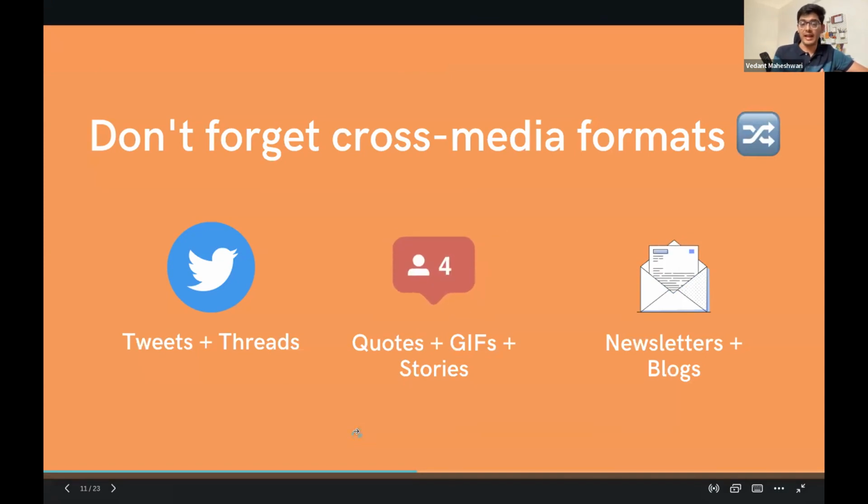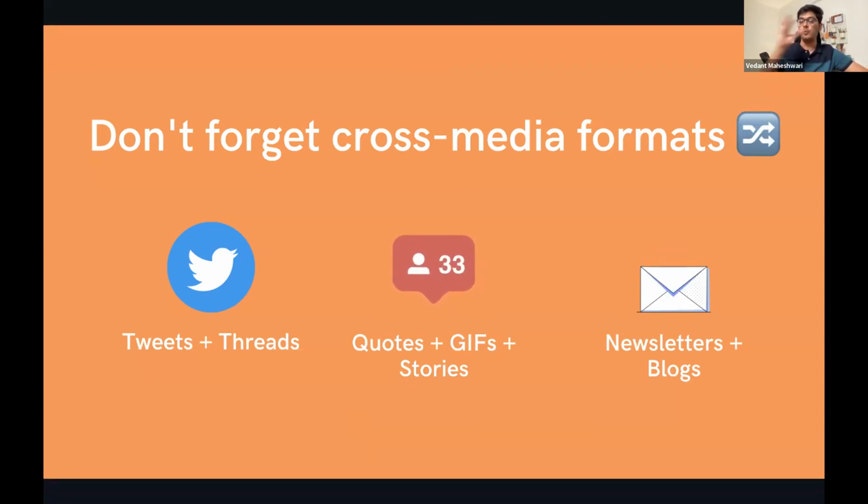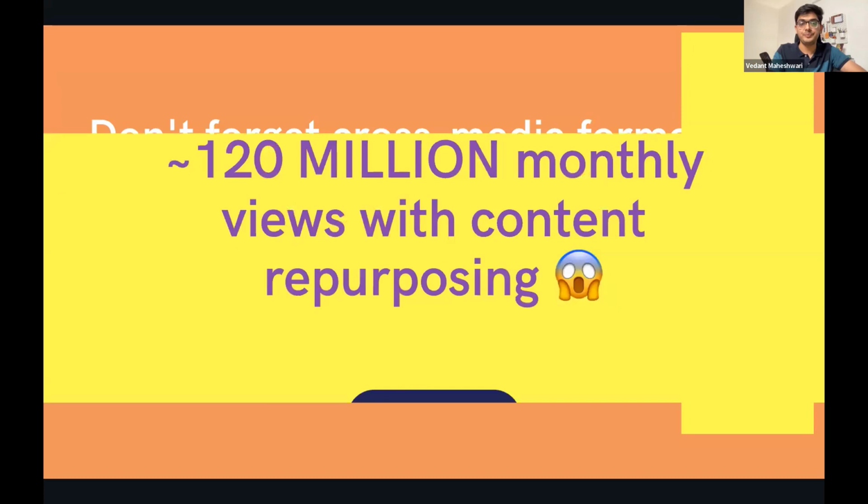Don't forget the fact that you've got to go not from video to video only, but from video formats to non-video formats as well, which means that you have to post on Twitter as well. When it comes to text content along with the video content, you can put threads, you can put quotes, GIFs, stories, etc. on Instagram. You can even put the newsletter and blogs side by side, again, ultimately to increase your top line, increase the number of people you are able to reach, right?